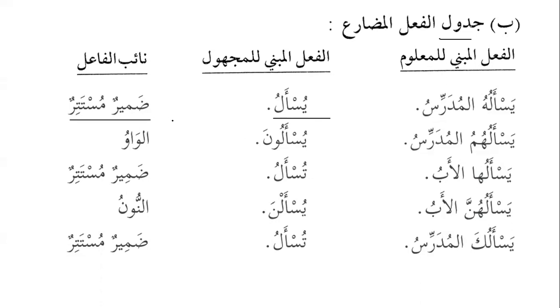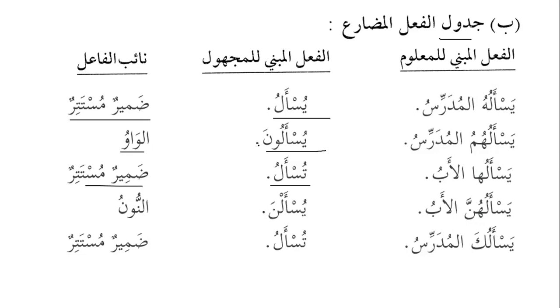That's why when we are learning Arabic, we have to be aware of everything that is happening, because so many things are happening at the same time. So here we have the hidden pronoun, which is huwa. And the same idea, yas'aluhumul mudarrisu, the teacher asked them, and yus'aluna, they are asked. And here, waw is naib al-fa'il. Similarly, yas'aluha al-abu, the father asked her, and tus'alu, she is asked. And damir al-mustatir, also here, we have the hidden pronoun.